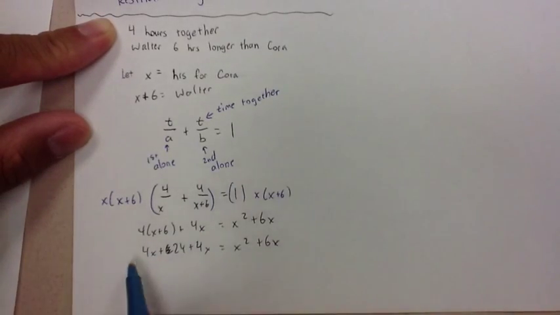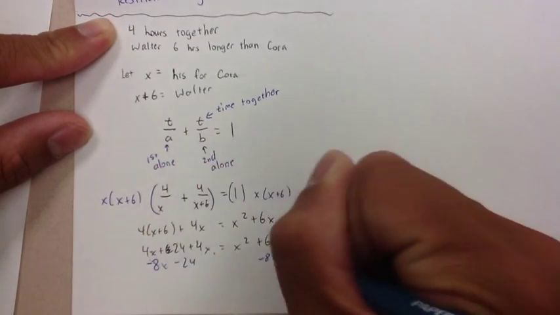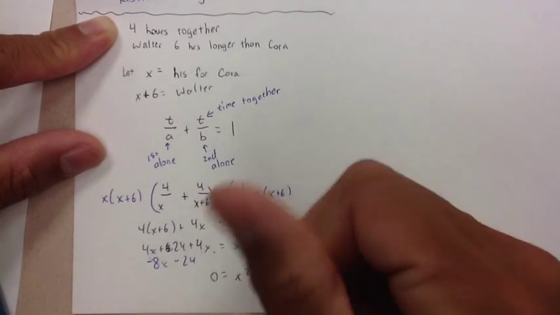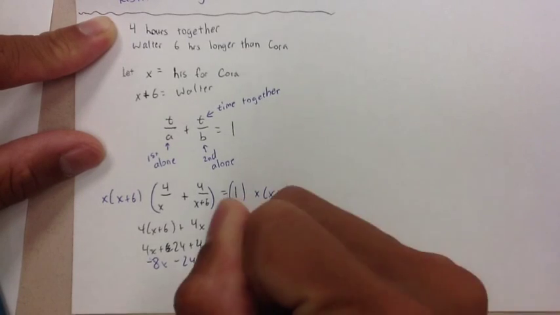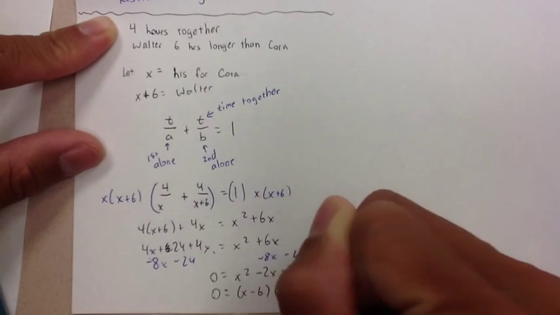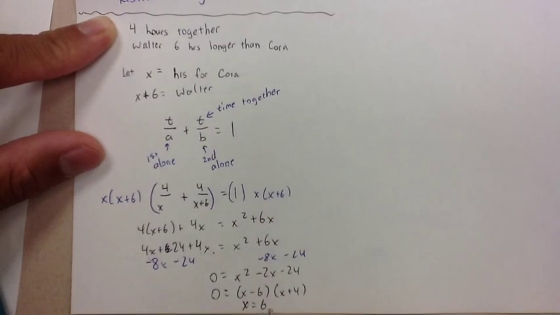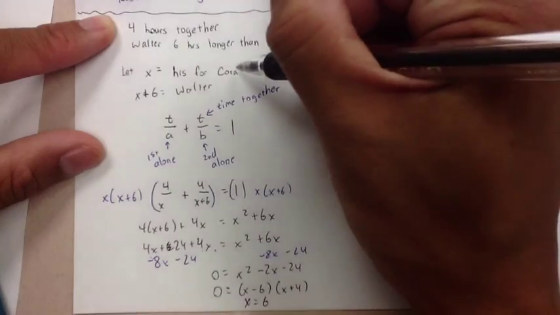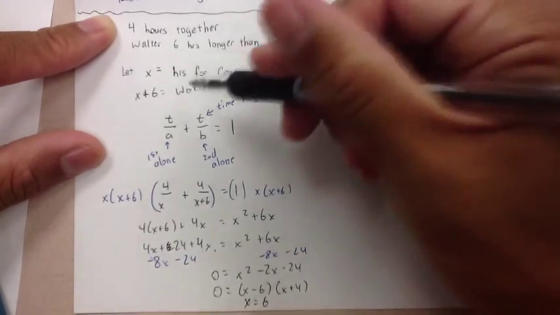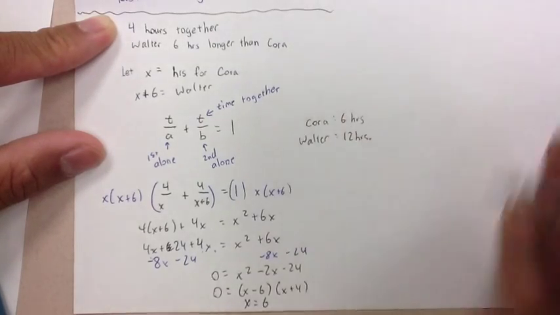Subtracting from both sides, together here I have 8x. I'm going to subtract 8x from both sides. And I'm going to subtract 24 from both sides. So 0 now equals x squared minus 2x minus 24. Factoring gives me x minus 6, x plus 4. And the only thing this could be, because this would equal a negative 4, x must equal 6, because it's got to be positive. So if x is 6, then it takes Cora 6 hours, and Walter's x plus 6, which is what the problem was asking for, and that's 12 hours.